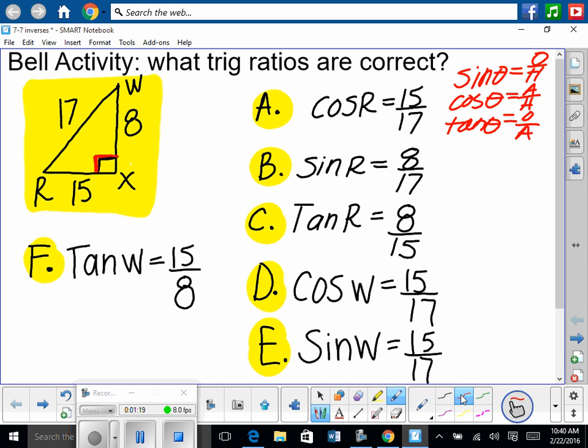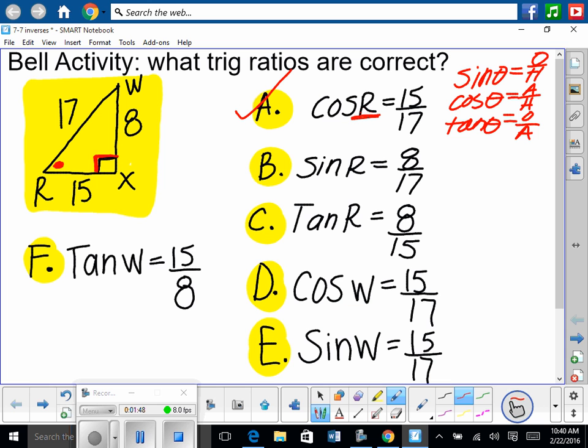It says cosine of R is equal to 15 over 17. Cosine we know is adjacent over hypotenuse, right? But you need to pay attention to one other thing: what angle are we going off of? R. Does everybody see there's an R there? So you go to angle R, the angle we're going off of. So cosine is adjacent, which is 15, over hypotenuse, which is 17, so this one we would click on.